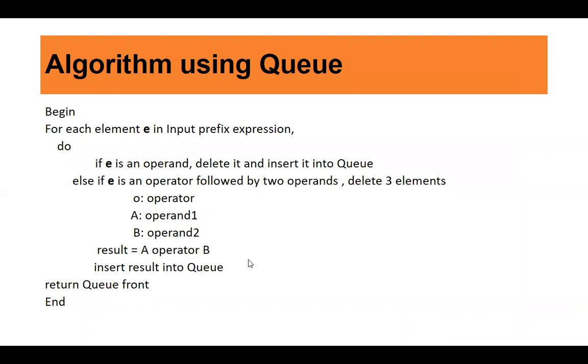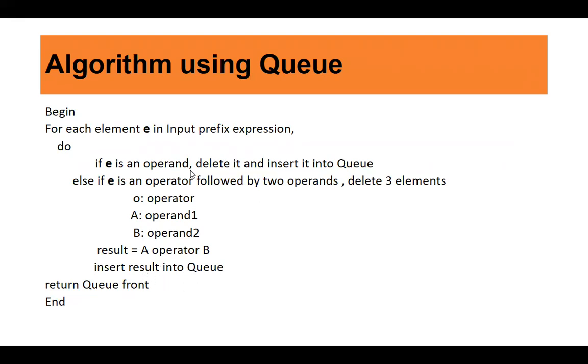So this is the algorithm here. You read the elements of the input prefix expression one by one. If E is an operand, delete it and insert it into the queue. So if you read an operand, directly delete it from front and insert it at the rear. If E is an operator followed by two operands, then you carry out delete three times, that is DQ three times. First the operator will be deleted, then operand one, then operand two. And then you carry out the operation and insert the result back into the queue.